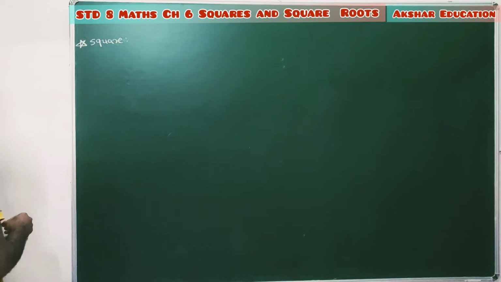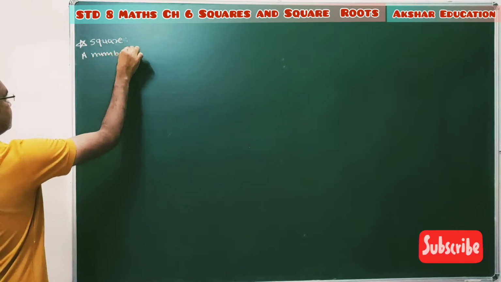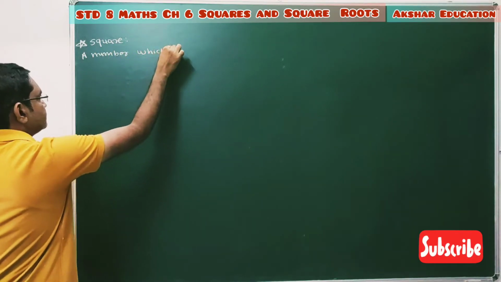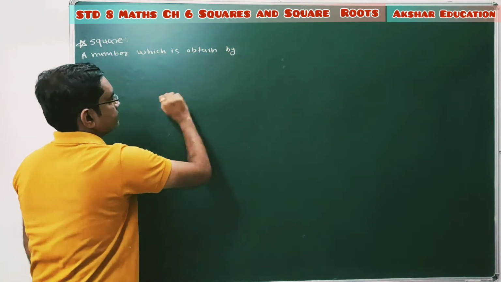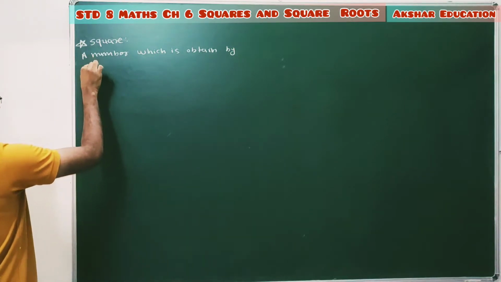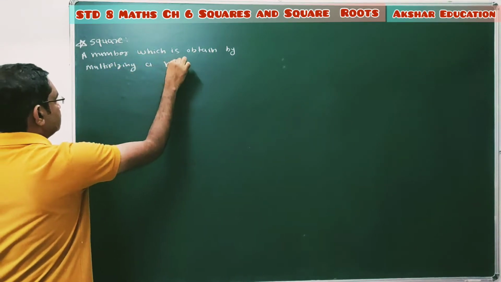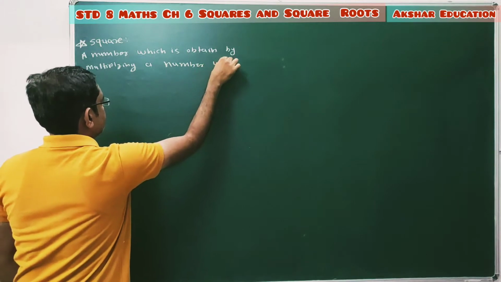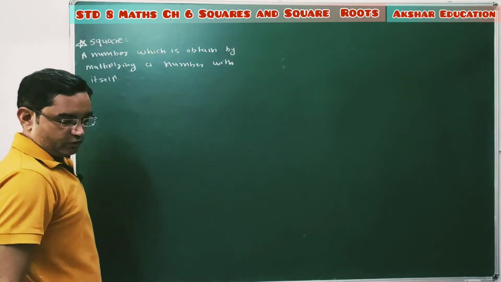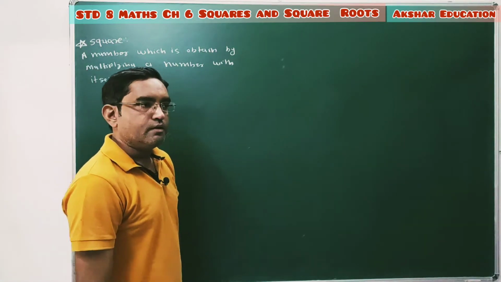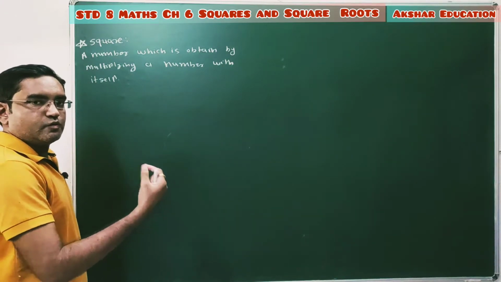What is square? Square means a number which is obtained by multiplying a number with itself is called the square of the number. What is square of the number? The number which is obtained by multiplying the number with itself is called the square of the number.